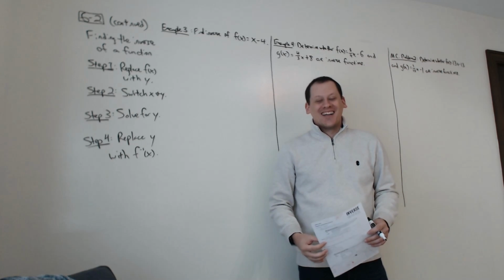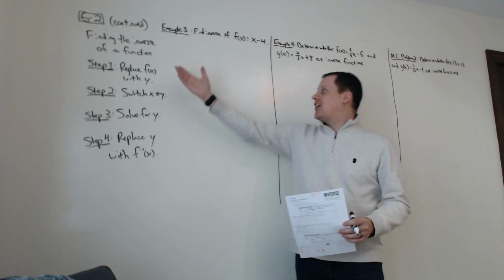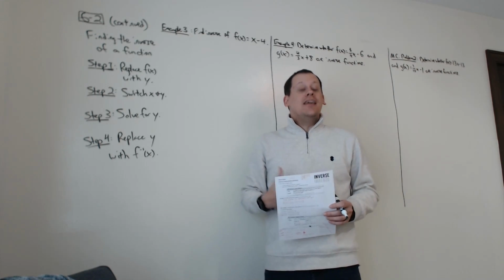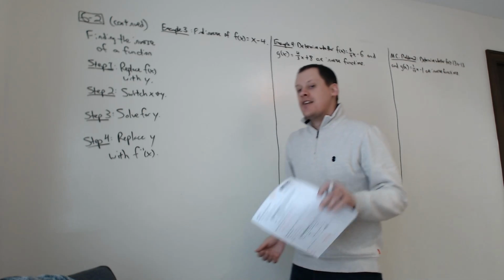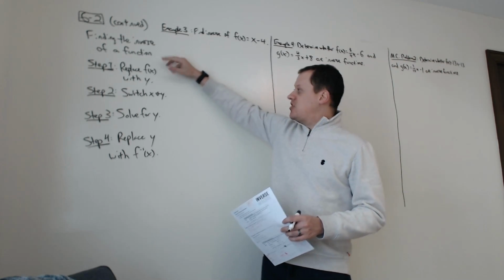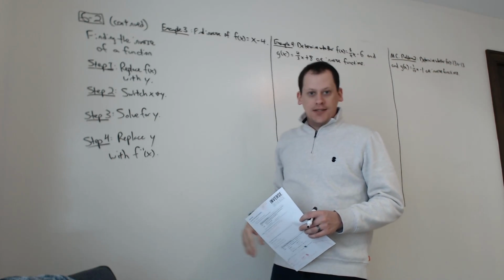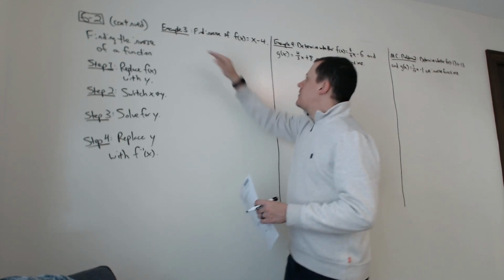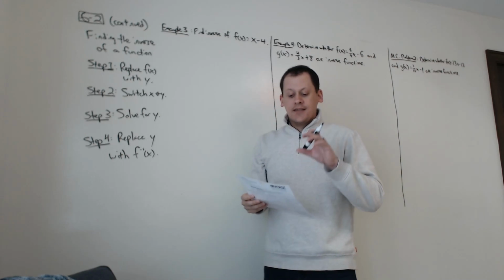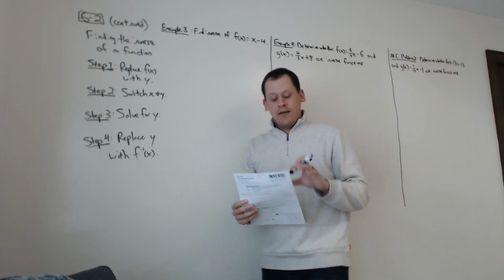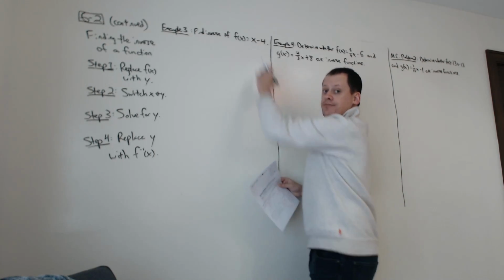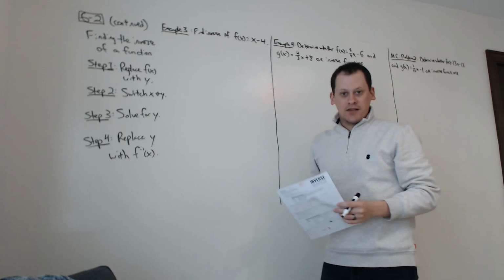Alright, welcome back. This is our second video on Chapter 6, Section 2, where we're talking about the inverses of functions. You might remember from last time, we talked about how to find the inverse of a function. It was a 4-step process. For example 3, which if you're looking at the note sheet, is the top example on the back of that sheet, we want to find the inverse of this function, f of x equals x minus 4.